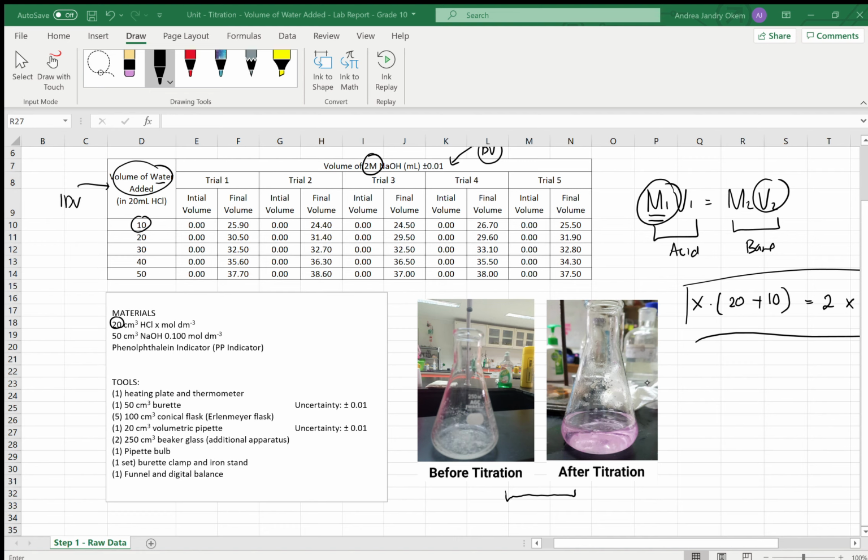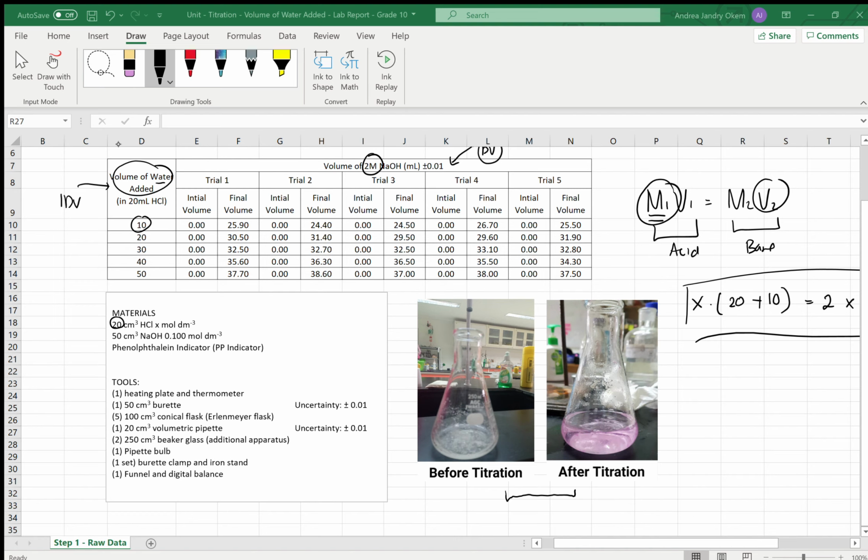Now if you want to use the formula M1V1 equals M2V2, this one belongs to acid and this one belongs to base. So molarity of acid, that's the X1 that you need to find. Volume of acid is the combination between 20, that's the original one, and volume of water, 50. It doesn't change, so you do not need to change the value. The only value that you have to change is the volume of hydrochloric acid.